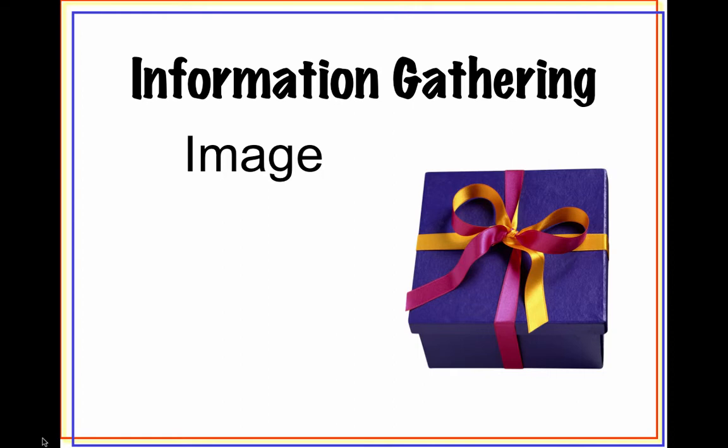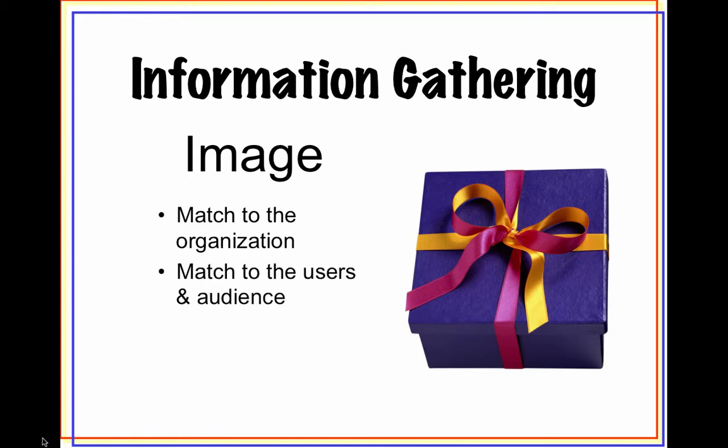Information gathering also includes looking at your image and thinking about matching it to the organization. For example, if you're designing something that has a logo in green, you would want to stick with that same color scheme. You also want to match to the users and the audience, so think about what interests them and what might get their attention. Also, you might want to look at whether you want to be more avant-garde or traditional. Who are your users and who is the organization?